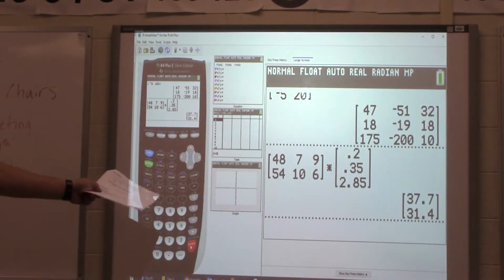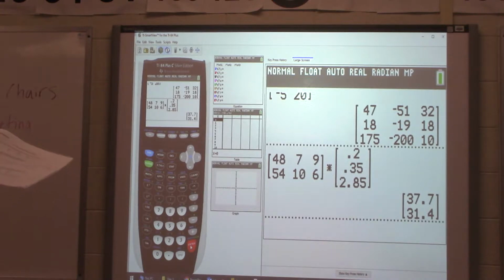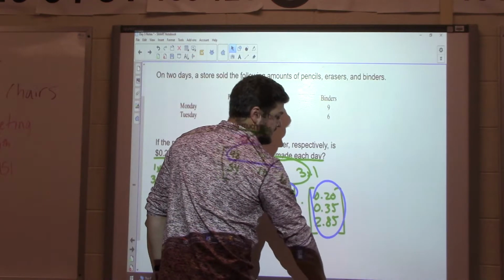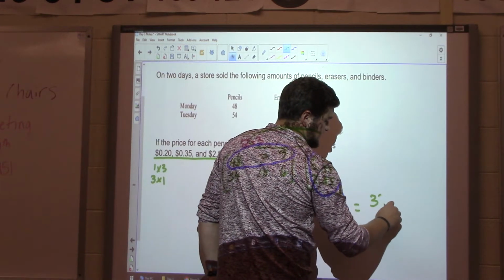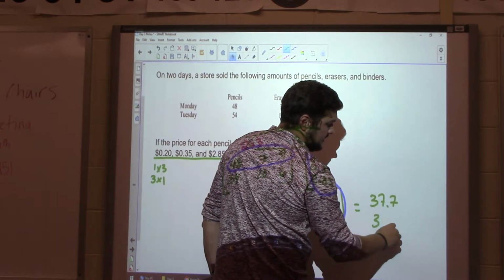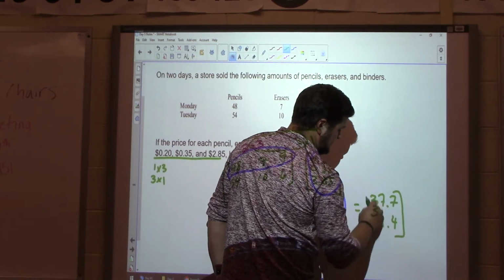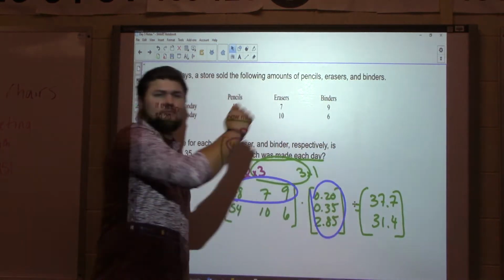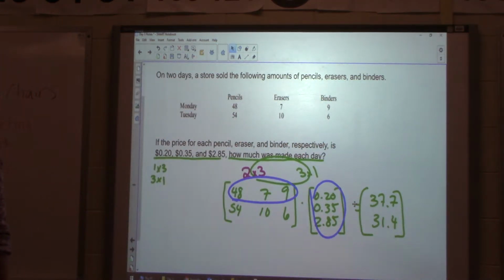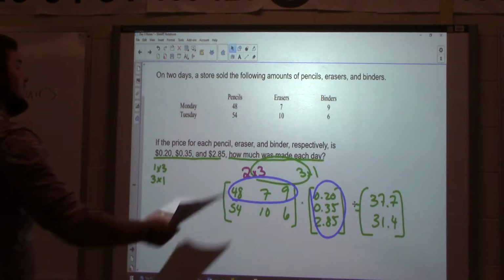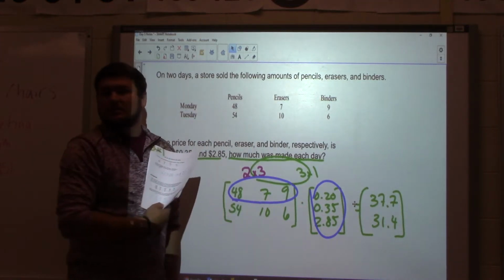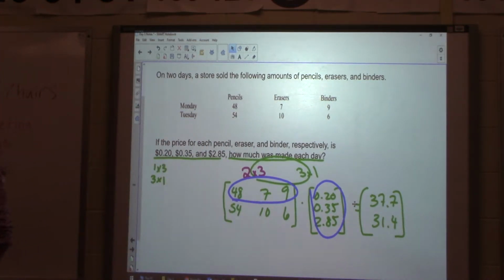And it gives me an answer. Did we get that answer? Yes. So if I write that down on my paper, equals 37.7, 31.4. Should I just circle that up? Call it a day? What? No. No, we need to label it somehow, right? We need to answer the question. We want to know how much was made on each day. Well, how do I know how much was made on each day? Based on what I got for an answer.